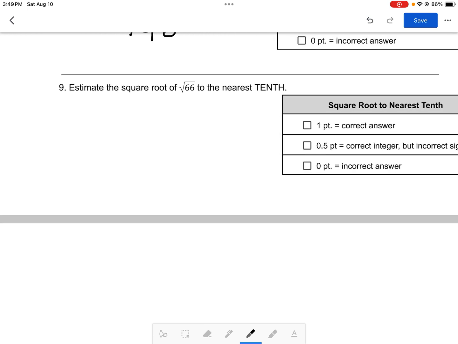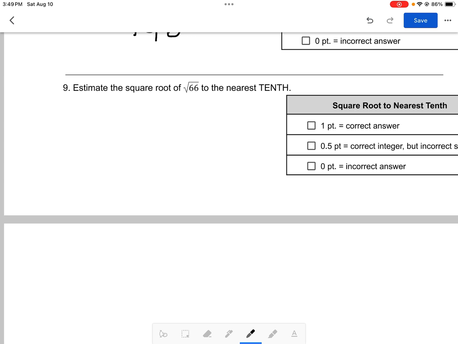Okay, the last one, number 9, it says estimate the square root of 66 to the nearest 10th. So this time, remember that the tenths place is our first place after the decimal. And I need to find my two perfect squares around the square root of 66. So I know that 8 squared is 64. I also know that 9 squared is 81. And the square root of 66 falls in between these. So I'm going to ask myself, what is 66 closer to, 64 or 81? It's clearly closer to 64.